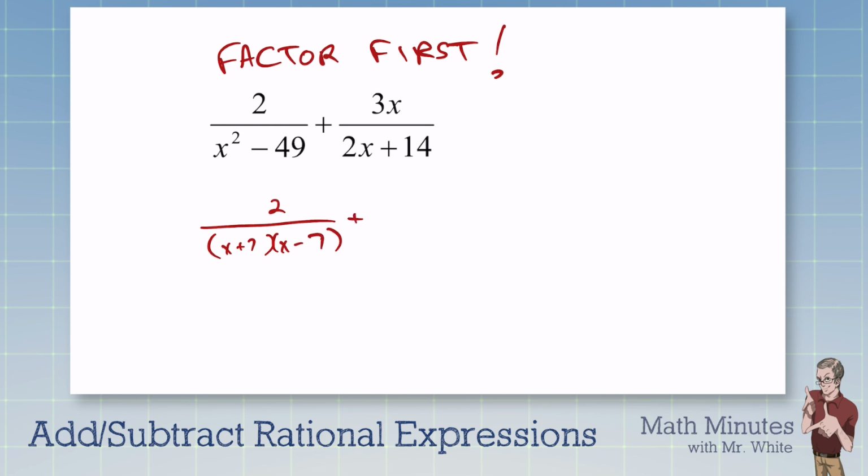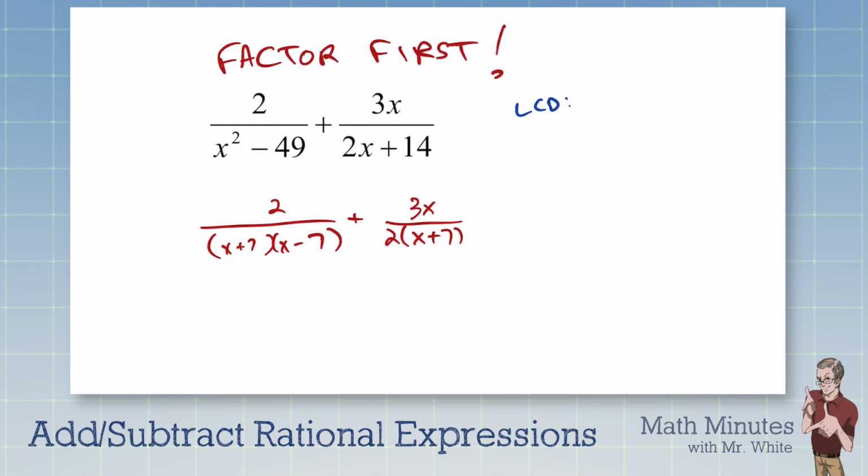Now, factoring this, you can't reverse FOIL this, but there is a greatest common factor. So there's a 2 there. And then that leaves behind x plus 7. And then on the top is still 3x. So we factored first. So we did that. Now let's move to the second step, and that is to decide the least common denominator.